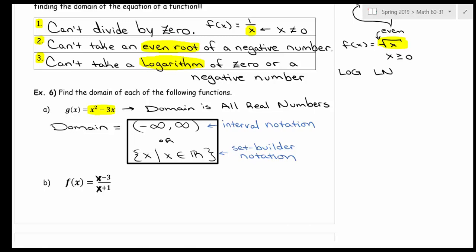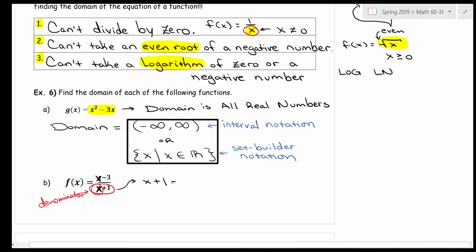So let's look at our three options. Number one, can't divide by 0. I said you only have to worry about this when you have variables inside of a denominator. Do we have variables in the denominator? Yes, we do. This variable is in the denominator. Therefore, we do have to worry about division by 0. We're going to take whatever is in the denominator, the whole expression, and set it equal to 0 and solve for it.